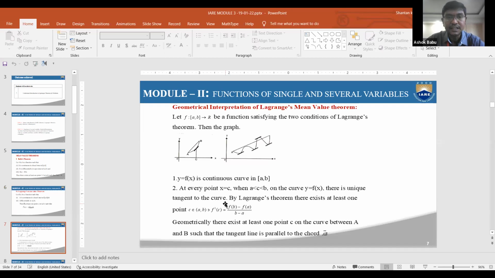Here, see the geometrical interpretation. Lagrange's mean value theorem is the same as before: whatever the given conditions, you need to put them on paper, that is, a continuous function and a differentiable function, so that f dash of c is equal to f of b minus f of a by b minus a, then there exists c belonging to a comma b. Only these three conditions are required, more than that is not required.